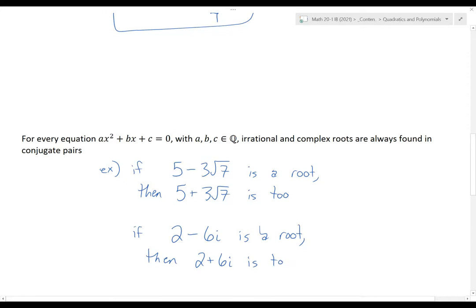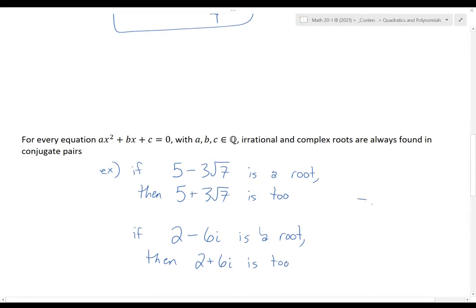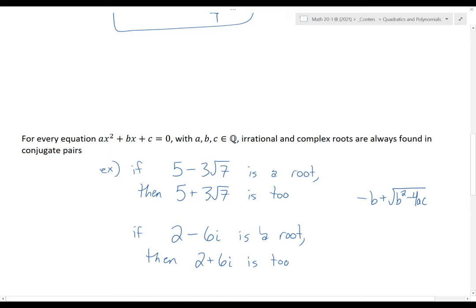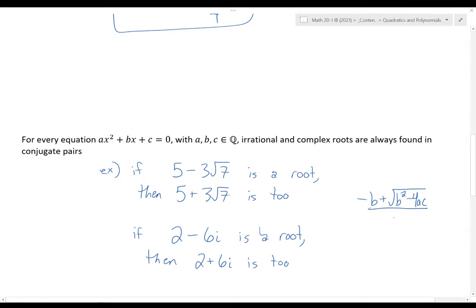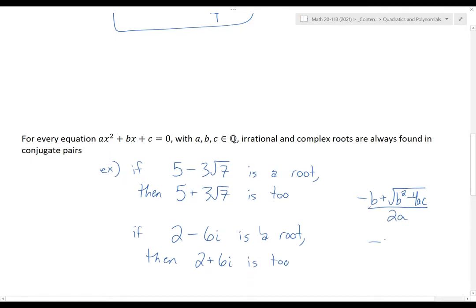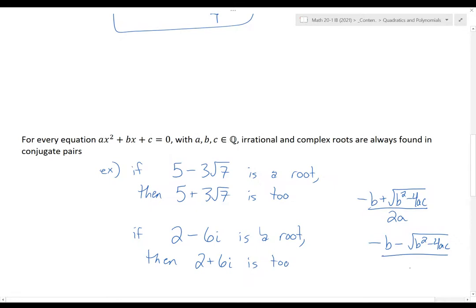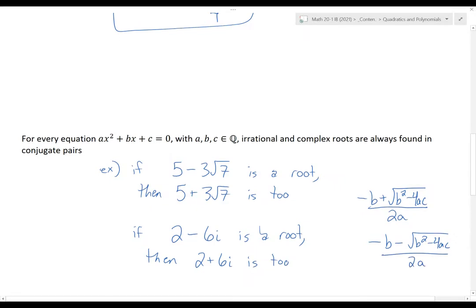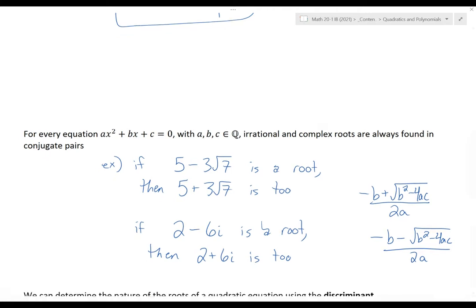And that's because the roots are negative b plus the square root of b squared minus 4ac, and it's that square root where either i or an irrational number is going to come from, over 2a. Well, then I have negative b minus the square root of b squared minus 4ac over 2a. So if I know one of the roots is irrational, then I know the other one has to be its conjugate. If I know one of the roots is complex, then the other one has to be its conjugate.